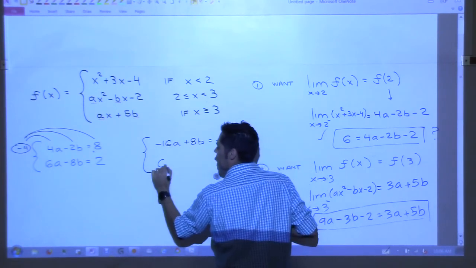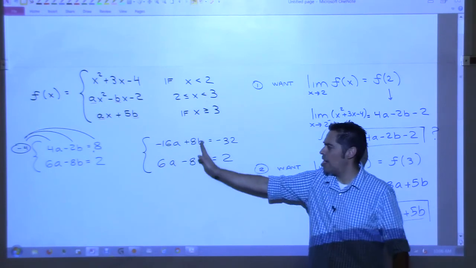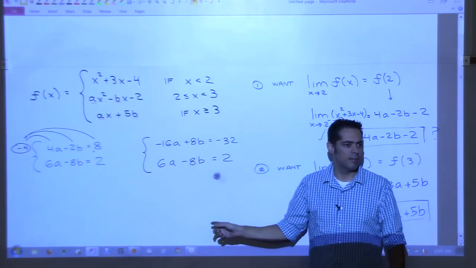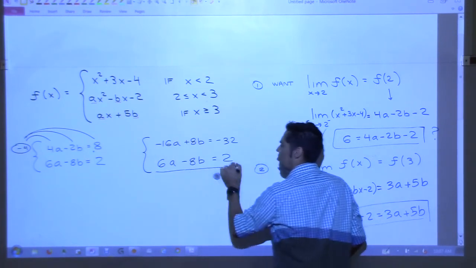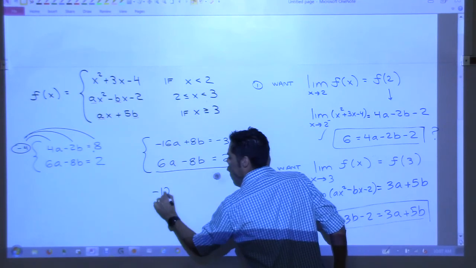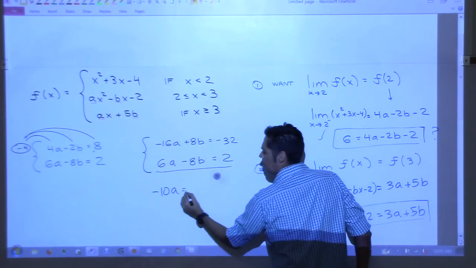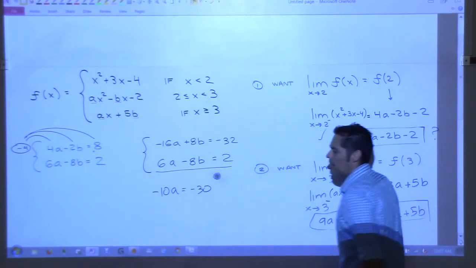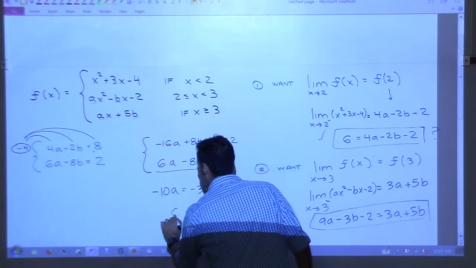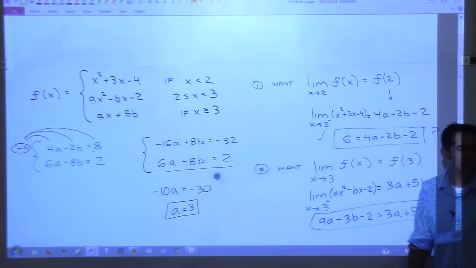Now, rewrite the other equation. And you see what I did is I achieved my goal, which is to get the b's to cancel when I add down now. So if I add these 2 down, straight down now, I get negative 10a. The b's cancel, and here I get negative 30. And now I can divide both sides by negative 10. I have a just like that. A is 3. Okay, now once I have A, how do I get B?